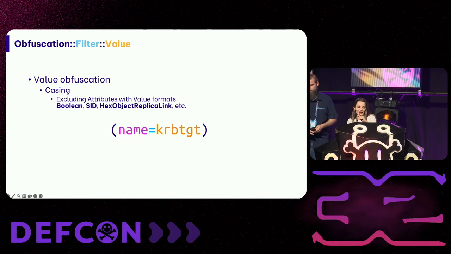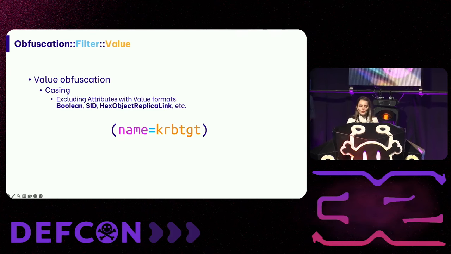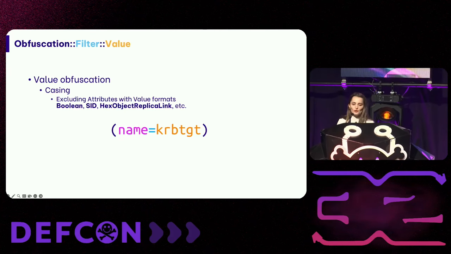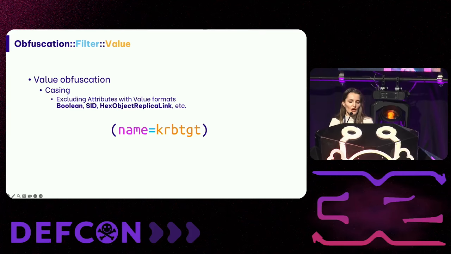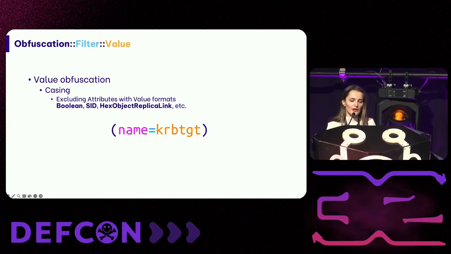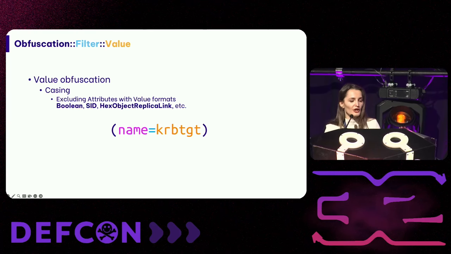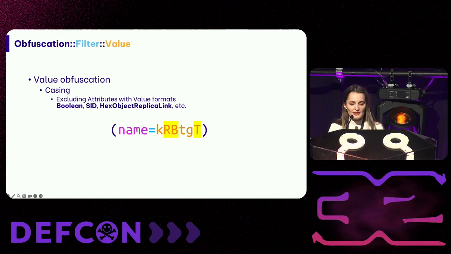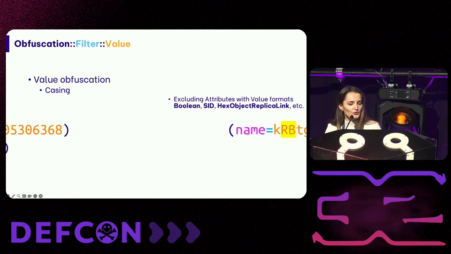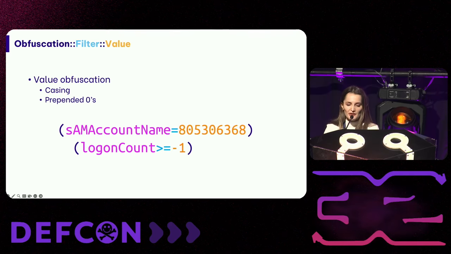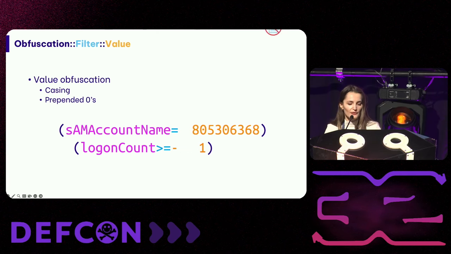Thanks, Thibaut. Let's look at what we can do to obfuscate a little the value. We are still in the filter section. So excluding a couple of attribute types, just like seeing here, casing doesn't matter, so it is not case sensitive. And we can also do prepended zeros to anything that are bitwise digits or numbers.